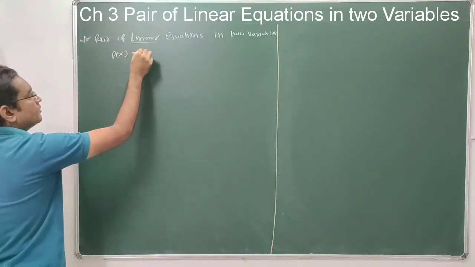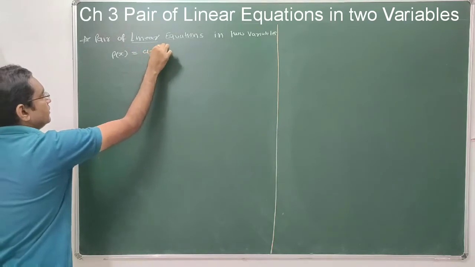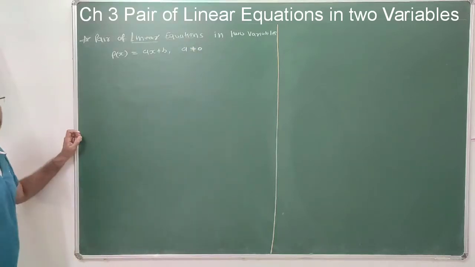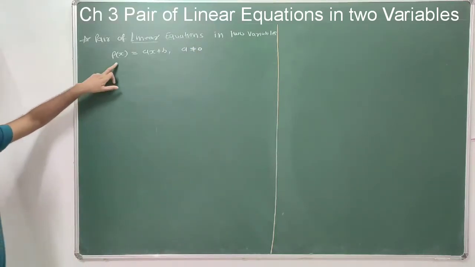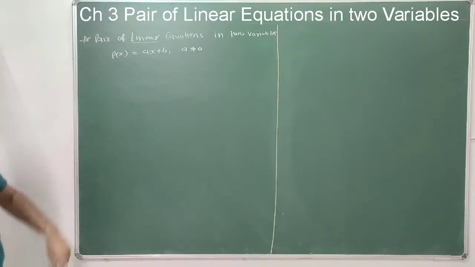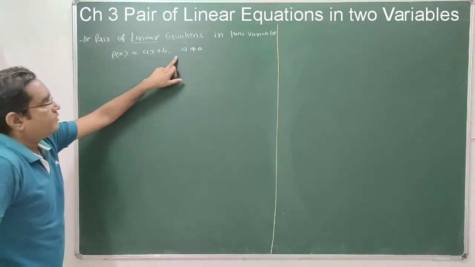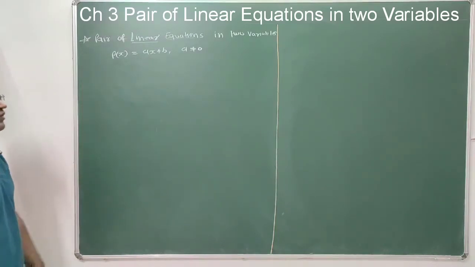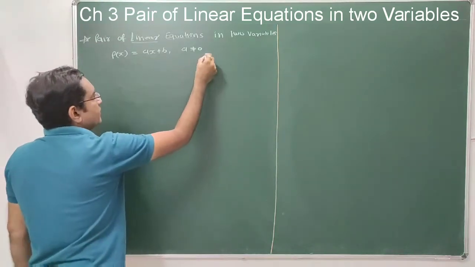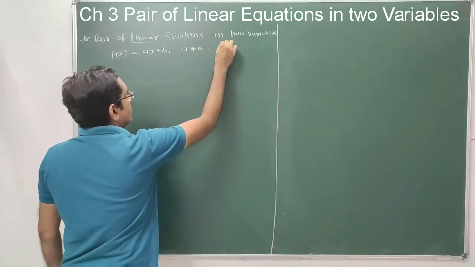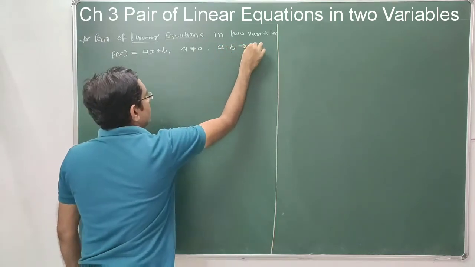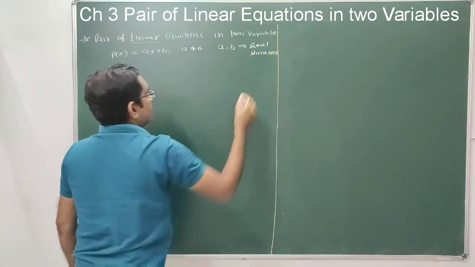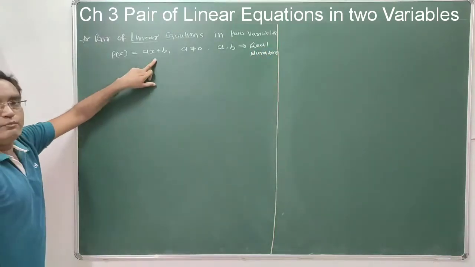The standard form of a linear polynomial of variable x is ax plus b, where a is not equal to 0. That we have discussed in our standard 8. We have studied linear equation in one variable in standard 8. So this is one linear polynomial where a and b are real numbers and x is the variable. Clear?